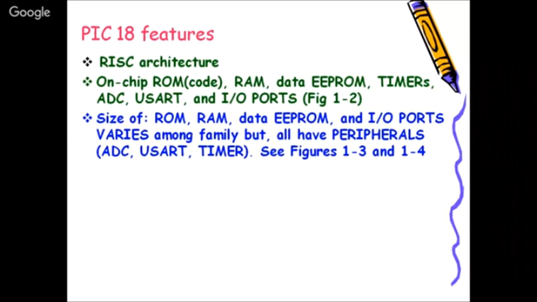And then timers are there, ADC, USART, and input output ports. Then other features include size of ROM, RAM, data EEPROM, and IO ports. This varies among the family, that's what I was telling. Peripherals सब में रहेगा. आपका RAM, ROM और input output pins, that will vary. Mainly आपका memory vary होगा और ports vary होंगे. But the peripherals, say ADC, USART, timers, these are common to all the family members.